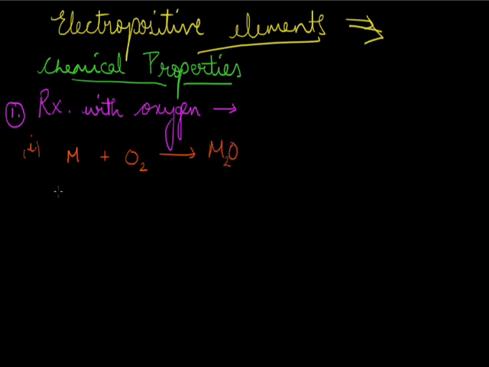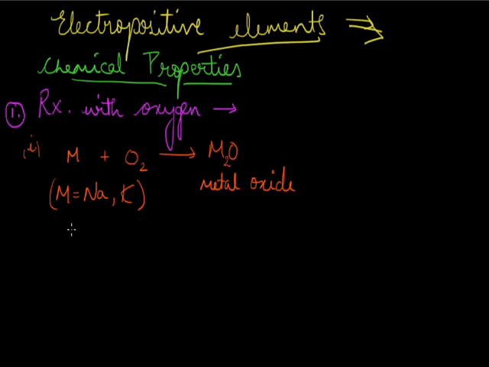Here M stands for sodium or potassium. So when oxygen is in less amount, then always the metal oxide of these 2 elements will be formed. Always metal oxides will be formed. But if oxygen is in excess, then sodium will form peroxide and potassium will form superoxide. These are different types of oxides which these metals form.